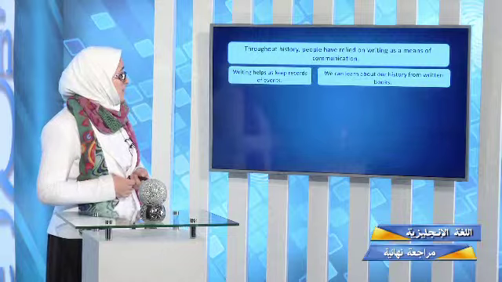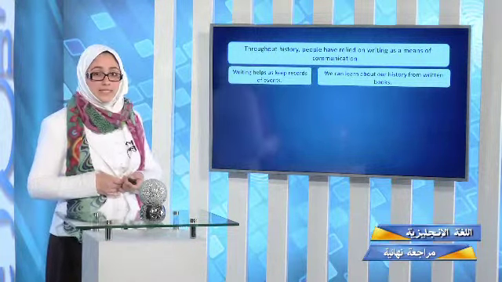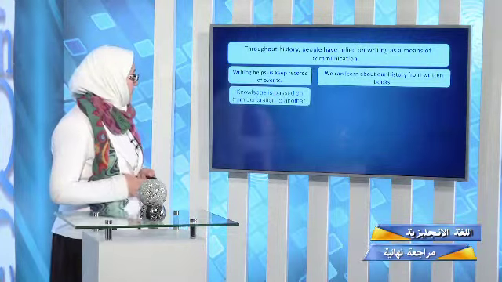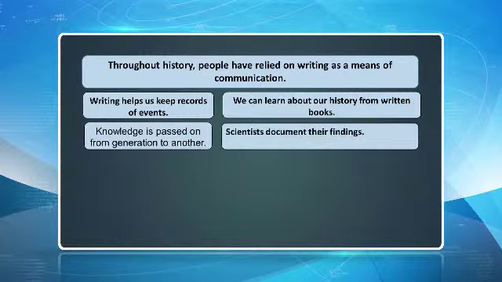We can learn about our history from written books, and this would be, of course, the details for the main idea. The second main idea would be: knowledge is passed on from one generation to another. So, of course, this is another main idea that supports the introduction at the beginning of the outline. So everything has to go back to the introduction at the beginning of the composition. And the detail would be: scientists document their findings. So this is a way in which knowledge is passed between scientists.